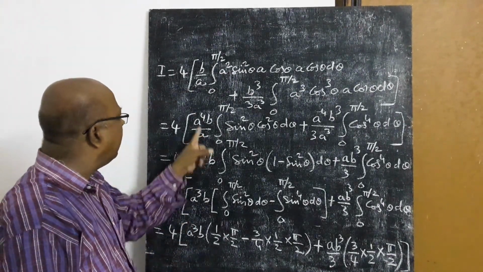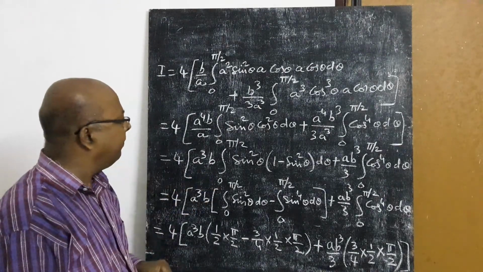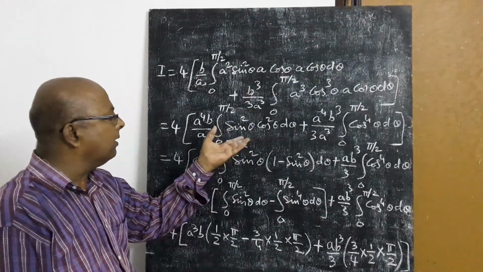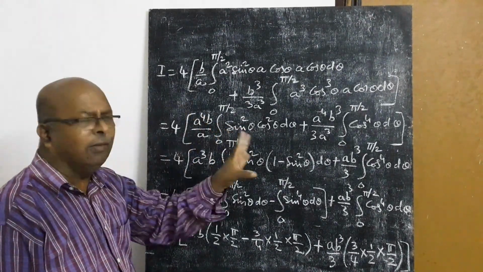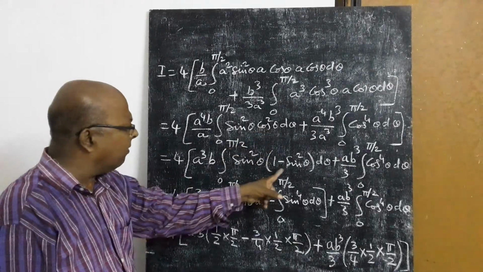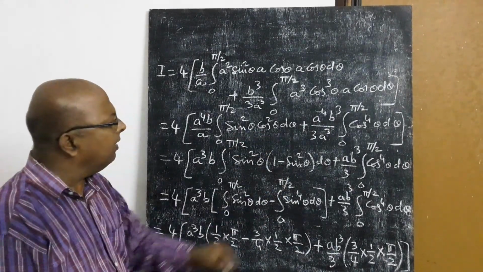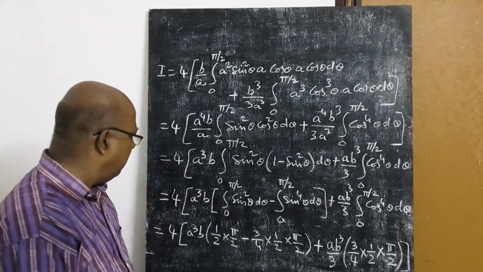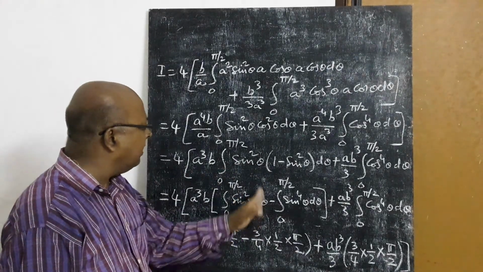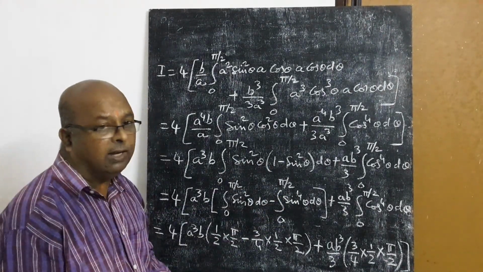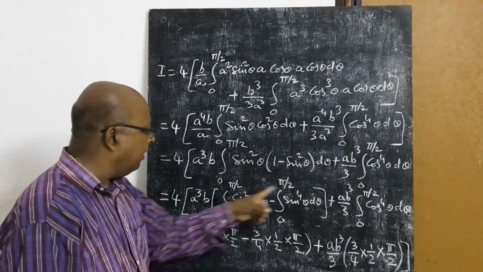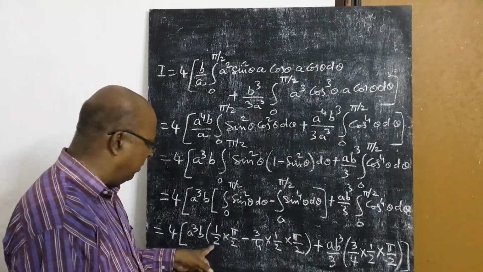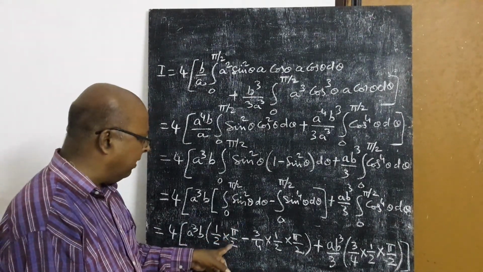4 into a cancel, a cube by a cube b, 0 to pi by 2. Don't write sin theta cos theta whole square, a lengthy procedure. You simply write cos square theta is 1 minus sin square theta d theta. You write the step a cube cancel, a b cube by 3 as it is. Now separate it: sin square theta d theta and sin power 4 theta d theta. Now use the Wallis formula. Here n is even. So n minus 1 by n: 2 minus 1 by 2, 1 by 2, and ending with 1 by 2 means into pi by 2.